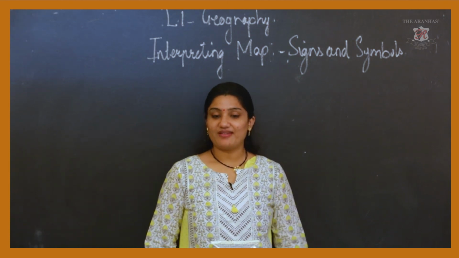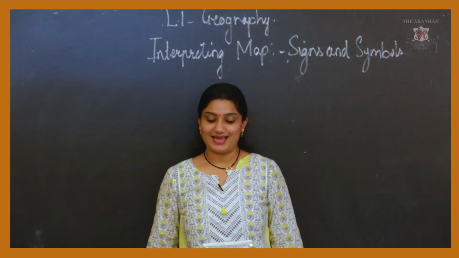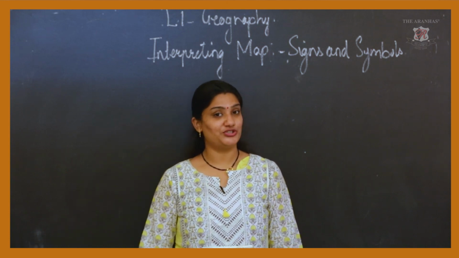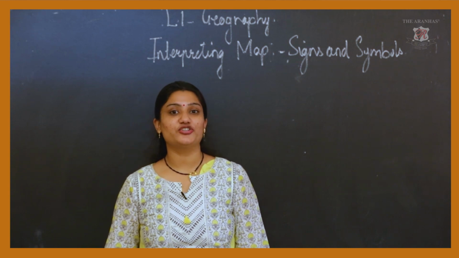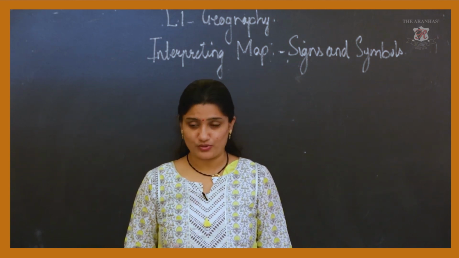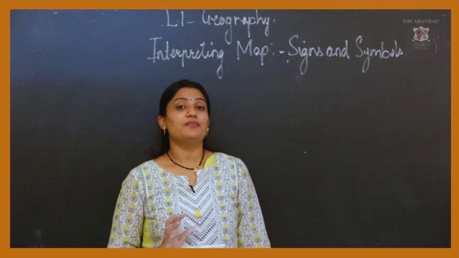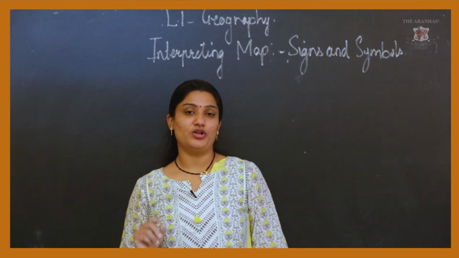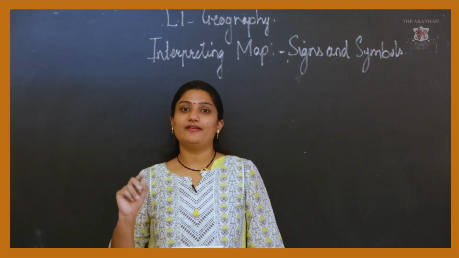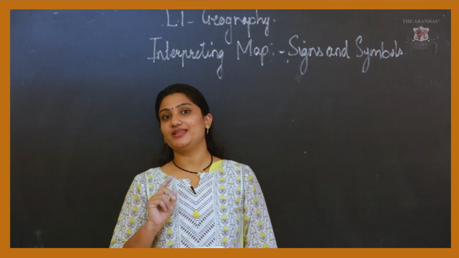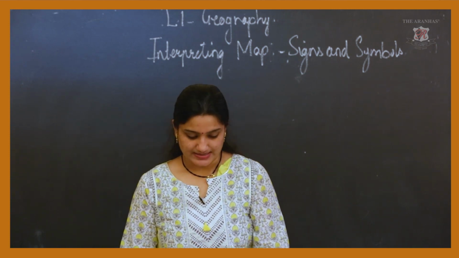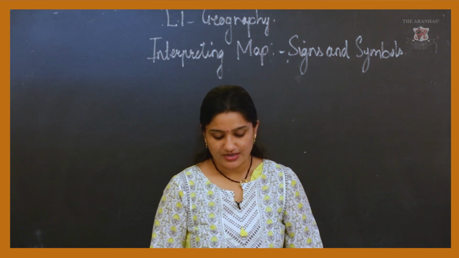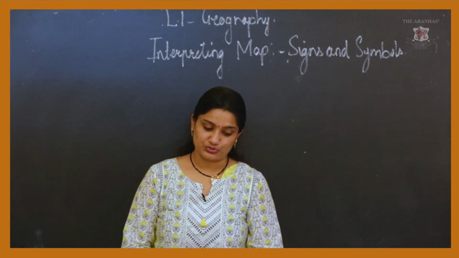Now here we have learned about the conventional signs and the symbols of the topo sheet map. Topo sheets are those which give us man-made and natural features accurately, and for man-made features they use symbol, letter and color, whereas for natural features they use contour lines. Then we have learned about landforms and their description.